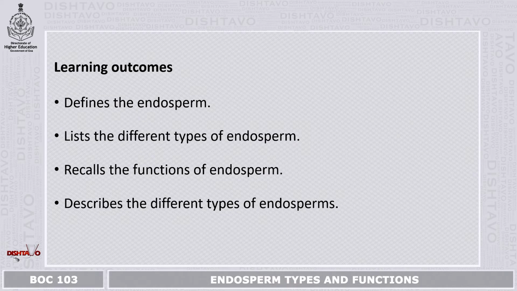Learning outcomes: defines the endosperm, lists the different types of endosperm, recalls the functions of endosperm, and describes the different types of endosperm.